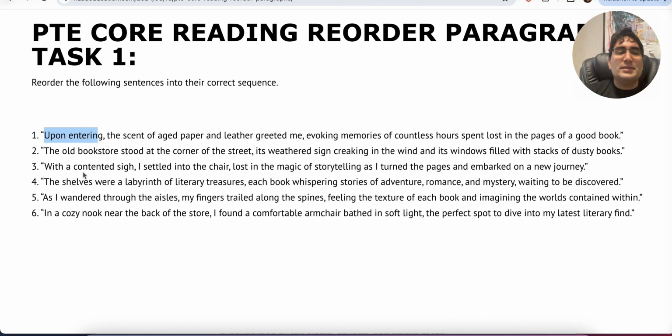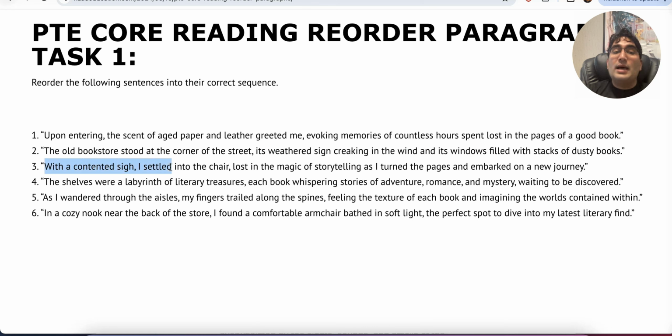The old bookstore stood at the corner of the street. This looks like the start. It looks like the intro, and usually your intros are like that. So it's talking about a bookstore, and then if I just skim through the rest, because I don't want to read everything, I can see that it's defining the bookstore more. So this could be an intro. It does not look like a continuation.